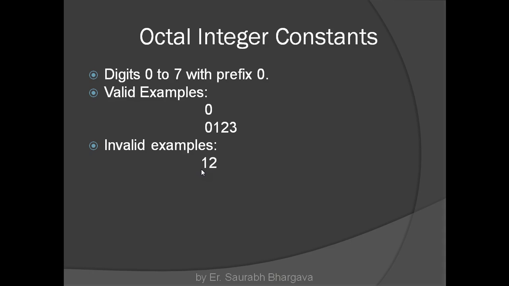12. Here 0 is not there, so it is not valid. Floating point constant, this is also not valid. Floating point constant preceding with 0, this is also not valid because floating point is not allowed. Hyphen is not allowed. So these are some invalid cases. One more case: 8. 8 is out of the range from 0 to 7. This range is only valid, so 8 is not an octal integer constant.